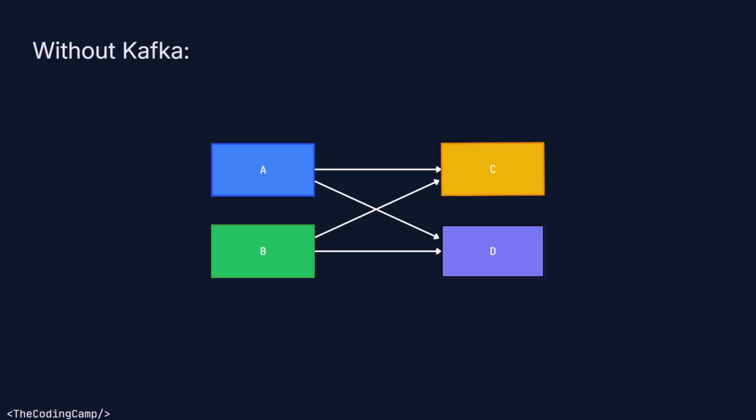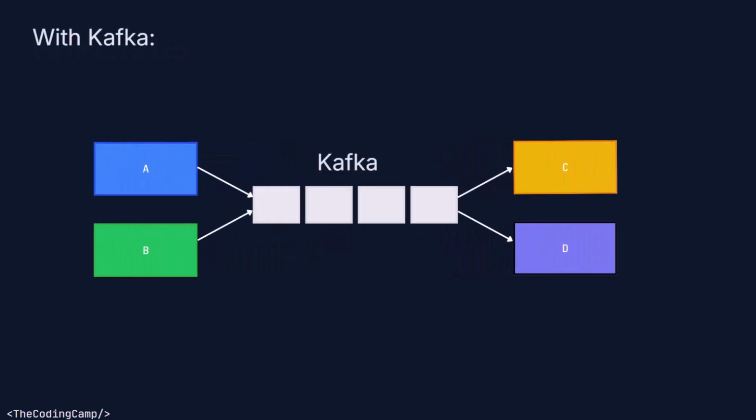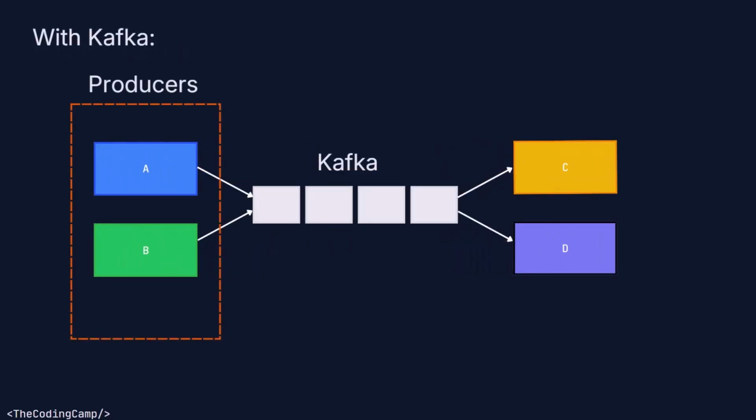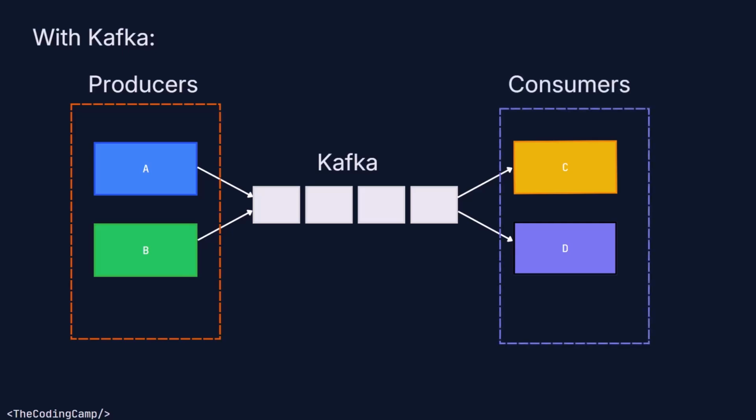Without Kafka, services would communicate directly, and this makes the services tightly coupled and makes the system very difficult to scale. With Kafka, producers send messages, also known as events. Kafka stores them, and consumers read them. This makes the system more scalable and loosely coupled. Producers and consumers can scale independently.